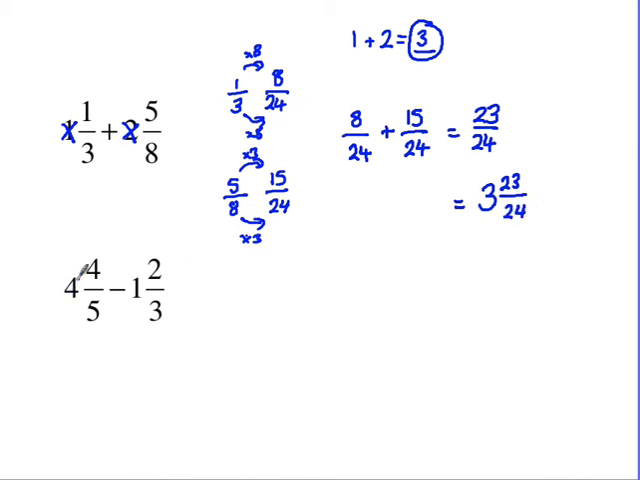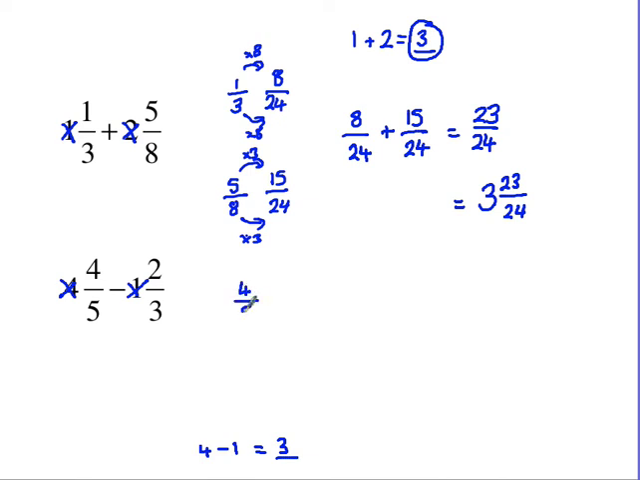Same rules apply for subtraction. So 4 take away 1, I can sort out and do it somewhere else, store it away. 4 take away 1 will give me 3. And then I'm just going to deal with the fraction part. 4/5 take away 2/3. Well, I can't do it at the moment. I can't turn 3 into 5. So the lowest number that 3 and 5 both go into is 15.